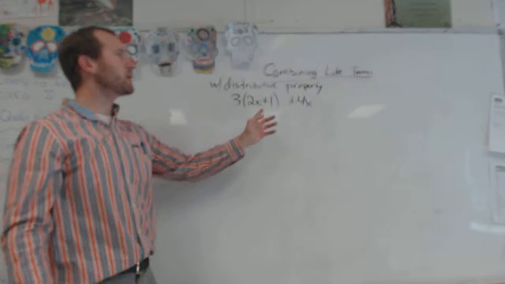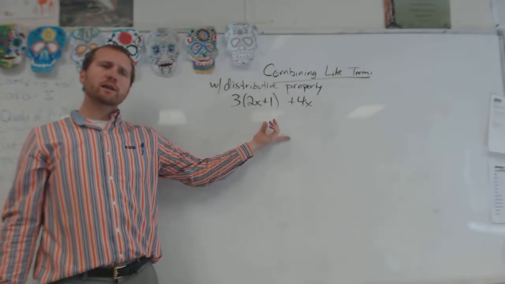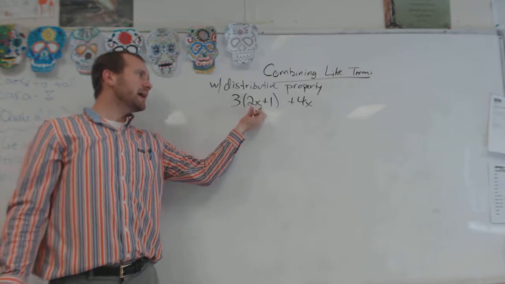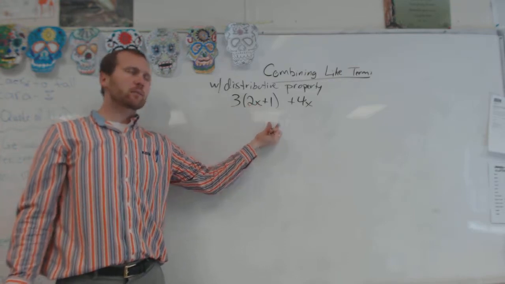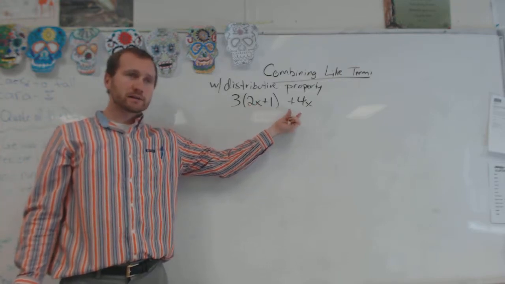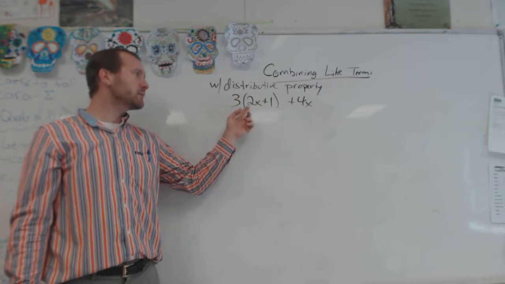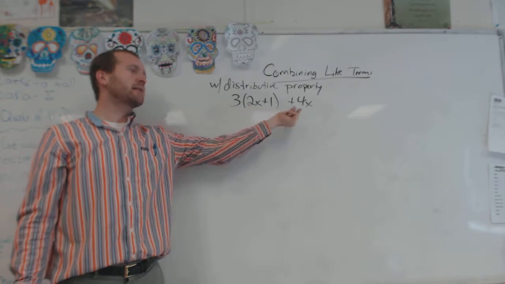So with the distributive property, before I can combine my like terms, I have to distribute. I can't move this 2x out of the parentheses because of my order of operations. My order of operations says I have to multiply this before I add these.